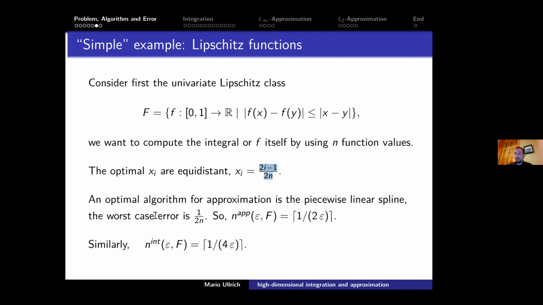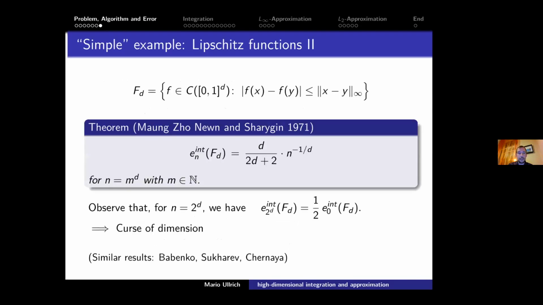And what you can almost trivially compute is that the worst case error in this class is, for approximation, 1 divided by 2n. This means n_app, the minimal number of function evaluations needed for approximation, is given by 1 divided by 2 epsilon. That's just to get a feeling for what these quantities mean. Similarly for integration, and here you get 1 divided by 4 epsilon. So these quantities are precisely known, I think since 80 years or so, maybe even older.